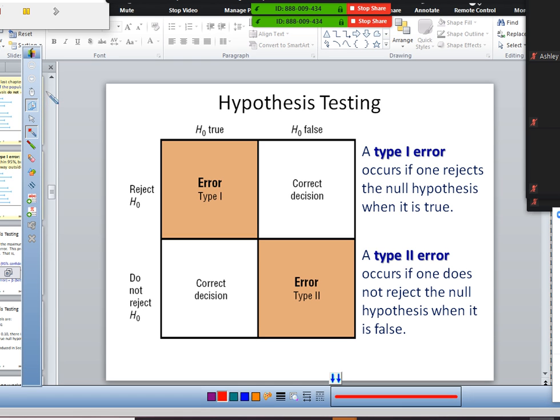A type 1 error occurs if one rejects the null hypothesis when it is true. A type 2 error occurs if one does not reject the null hypothesis when it is false.